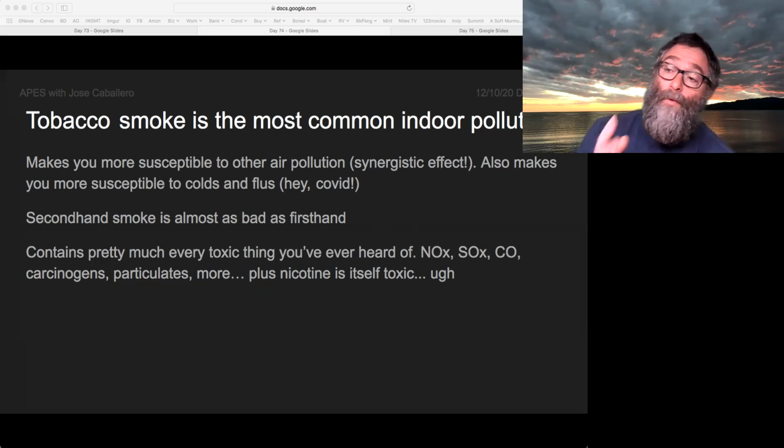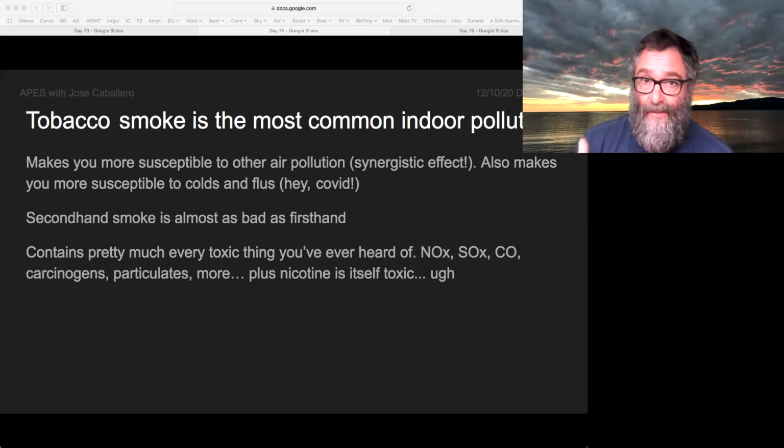First of all, remember, this is a synergistic effect because it makes you more susceptible to all other air pollution. It also makes you more susceptible to things that make you sick that aren't air pollution, like the flu and the cold. And hey, it's COVID times, so smokers are much more likely to catch and suffer from severe symptoms of COVID.